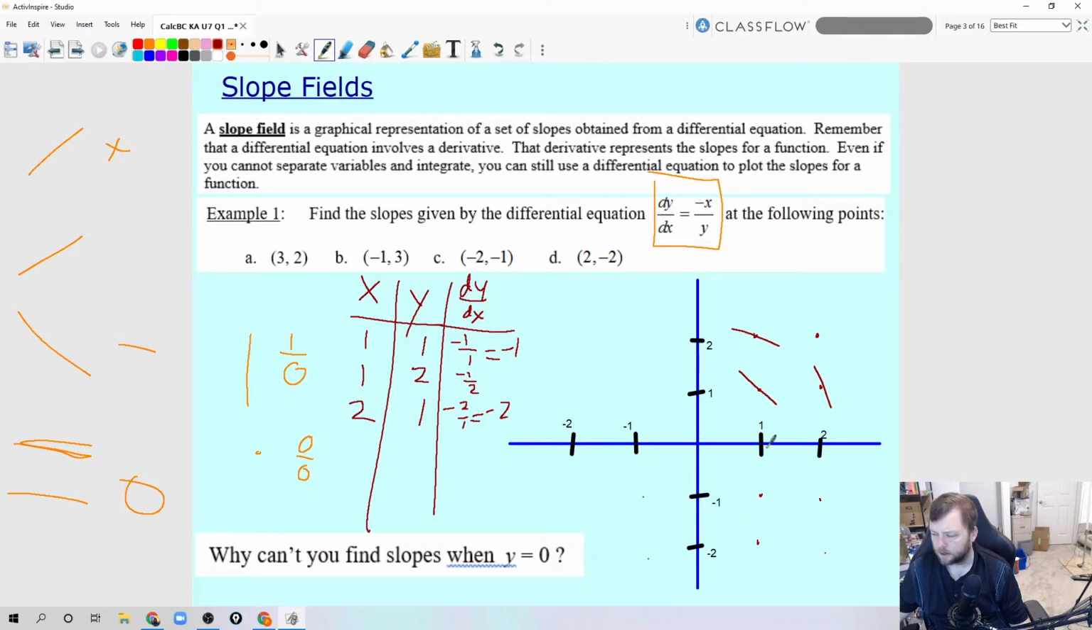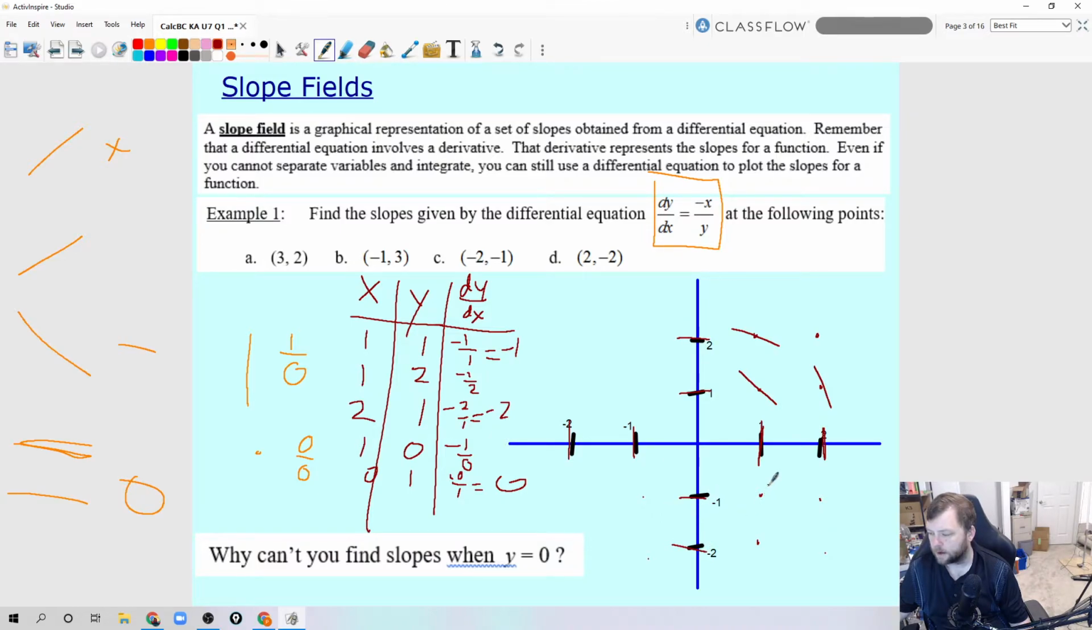Other key points: I took the point 1, 0. I'd get negative 1 over 0. This would be those undefined things, so we're going to do a vertical line right here. Every time in this case I divide by y, I'm going to have a vertical line. So actually all of these would be vertical lines right here and right here. Now let's take the point 0, 1. This would be negative 0 over 1, so just 0. And that means it's going to be a flat line. So in this case, every time x is 0, it's going to be a flat line.